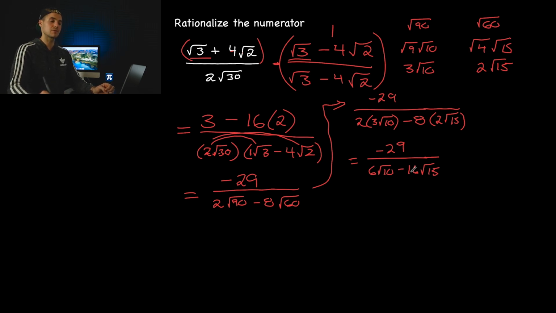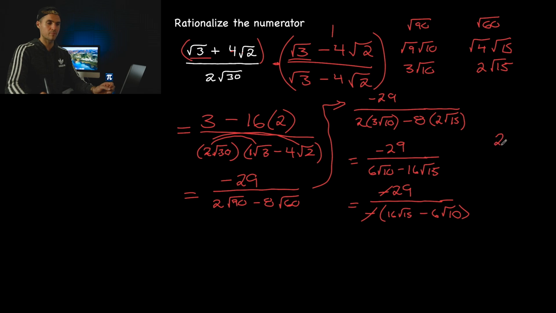And this could also be in a different format because you can factor out a negative in the bottom. So if we factor out a negative in the bottom, the signs would change. So this negative 16 root 15 would change to positive 16 root 15. And then this positive 6 root 10 would change into a negative 6 root 10, like that. And then these two negatives cancel out. And so you could also have positive 29, and then basically these get flipped around, right? So you'd have 16 root 15 minus 6 root 10, right?